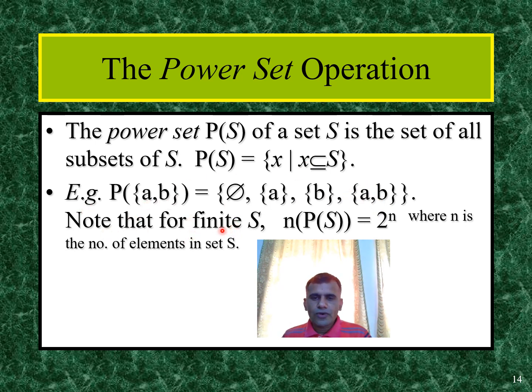Note that for a finite set S, the number of elements in PS, which can be written with the modulus sign, the absolute value sign, this is the cardinal number of PS. The formula is 2 raised to n, where n is the number of elements in the set S.